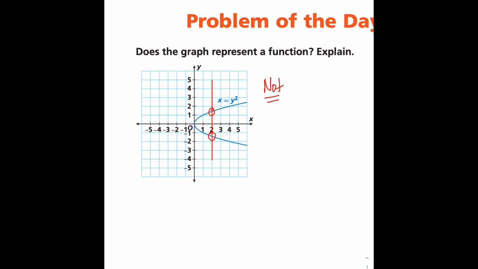Because a function is defined in a way that every input has a distinct, discrete output. So input, only one output. In this case, when I input x equals 2, I get positive 1.4 roughly and negative 1.4. So I get two results, two outputs for one input. And so this is not a function.